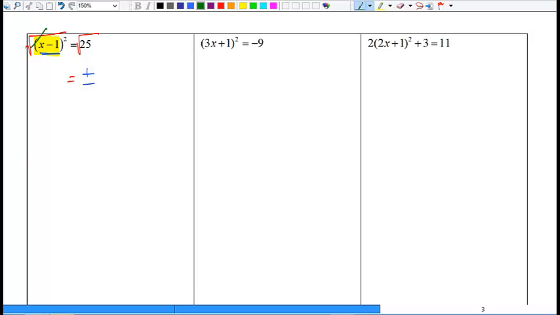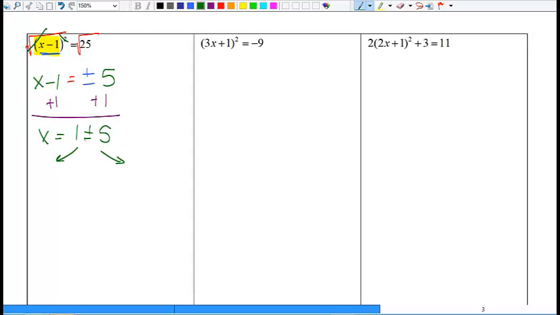So going back here, the square and the square root undo each other, and you're just left with x minus 1, the radicand, and then the square root of 25 is 5. To solve this, I'm going to add 1 to both sides, and that gets me x is equal to 1 plus or minus 5.